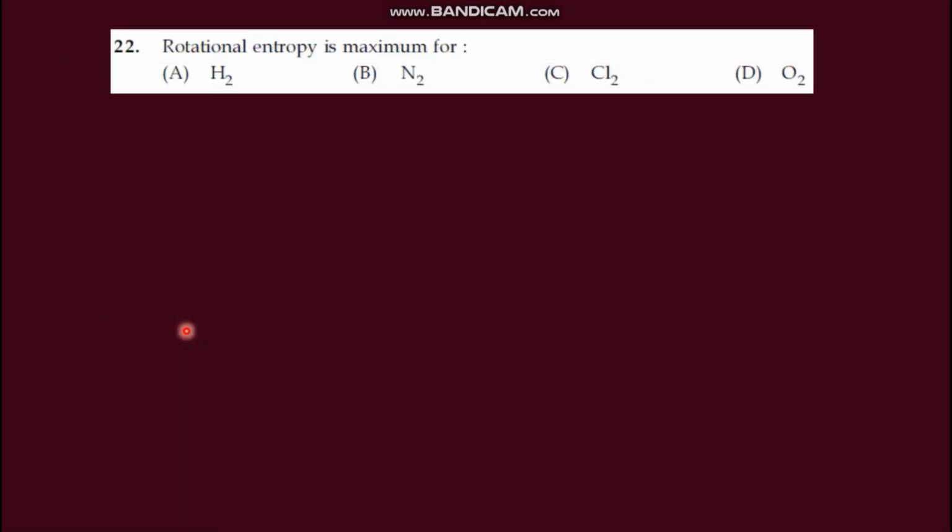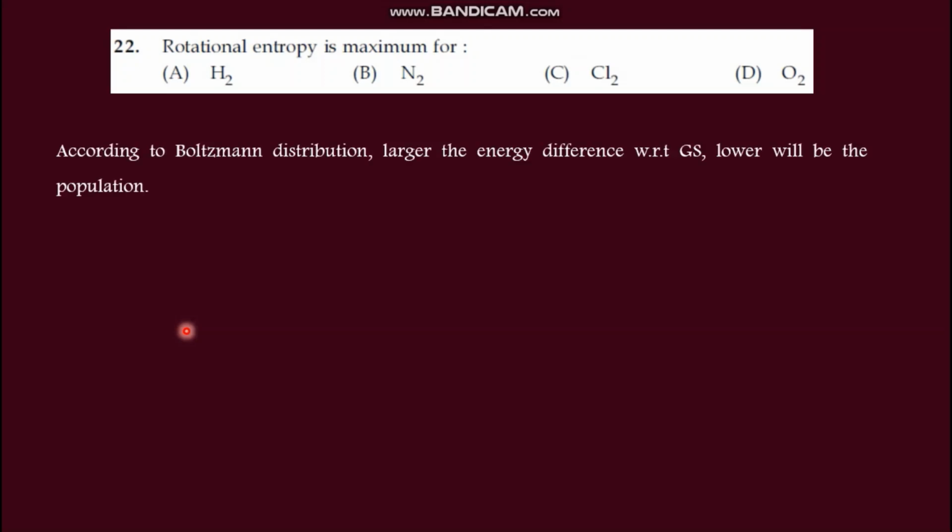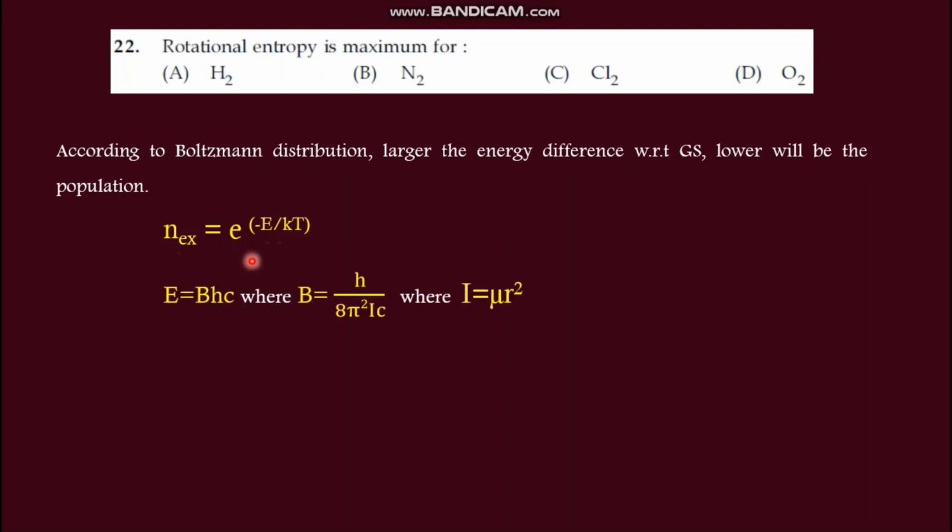Rotational entropy is maximum for hydrogen, nitrogen, chlorine, oxygen, which one? According to Boltzmann distribution, the larger the energy difference between ground state and excited state, the lower will be the population. That we can represent as n excited, the number of molecules in the excited state, will be e raised to minus E by kT. E is the energy difference, k is the Boltzmann constant, and T is the temperature. And energy we can represent as Bhc, where B is the rotational constant, h is the Planck constant, and c is the velocity of light.